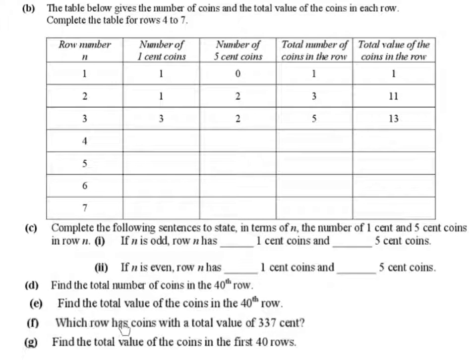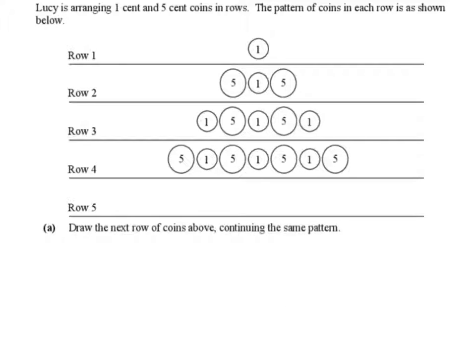F, which row has coins with a total value of 337 cents. And G, find the total value of the coins in the first 40 rows. So part A, draw the next row of coins above, continuing the same pattern.